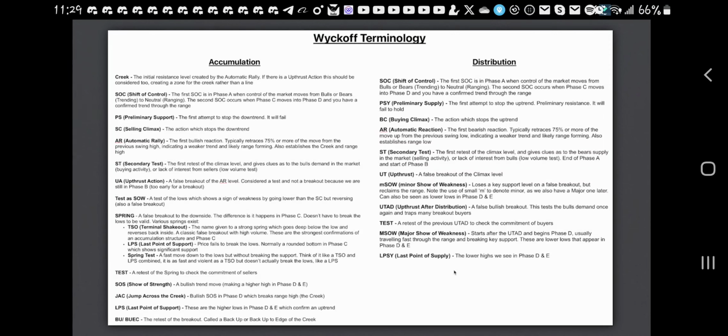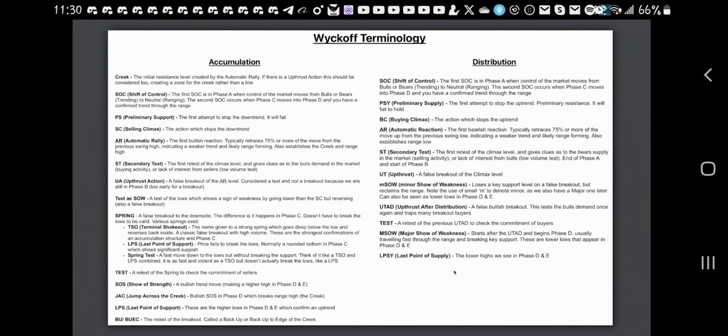Then we have AR, which is automatic reaction. Just like the automatic rally, this is the automatic sell-off, the first bearish reaction. As with the AR, what you want to see typically is that it retraces 75% or more of the previous leg. So from your last swing low to the final high, the buying climax, if you put your fib tool on that and draw it, more than 75% retracement is an early indicator that the trend is not continuing, because trend legs should not pull back 75% or more.